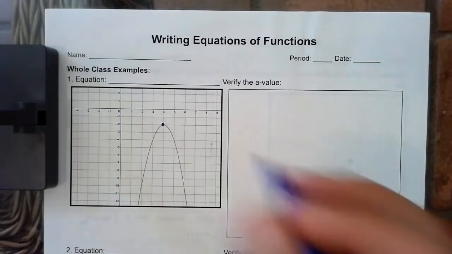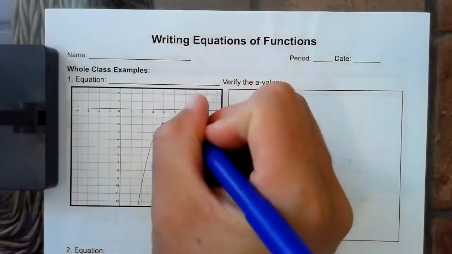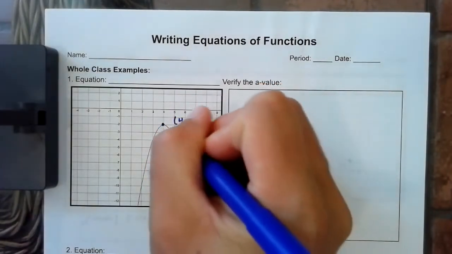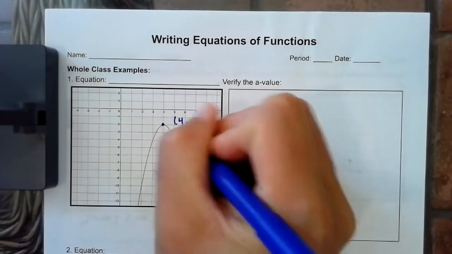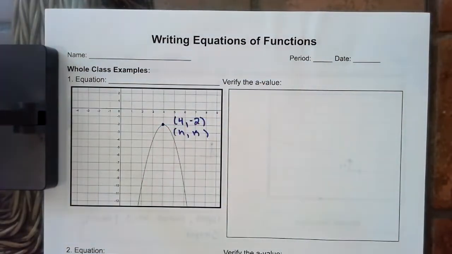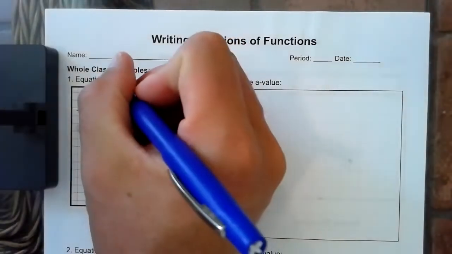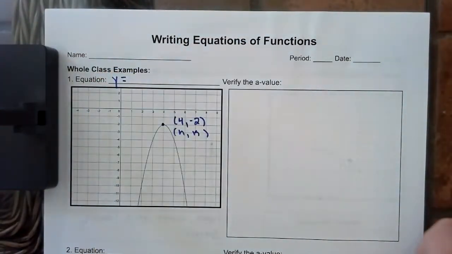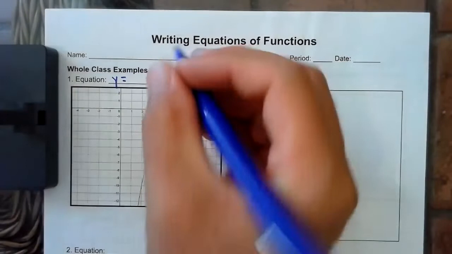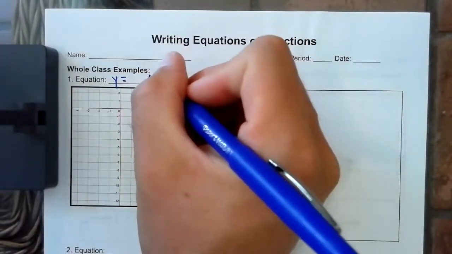So in this case, that vertex is at 4, -2, which is our h and k value. Most of the work's already done. Now, there's a lot more that we have to do to find that a value and then to go ahead and verify it. So let's go ahead and just write what we have so far, and then we'll take some time to figure out what this a value is. So I'm going to leave space to fill in for that a value here in a second.